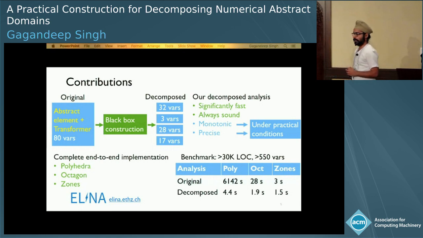Similarly, for the octagon domain, the time reduces from 28 seconds to 2 seconds. And for Zones, also we get some speed up. It's easy to note that the more expressive and expensive the domain, the more is the speed up, right?